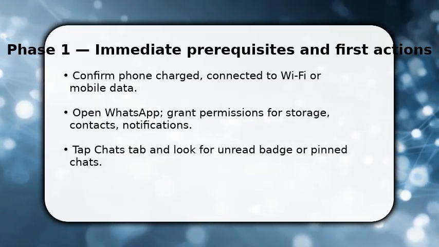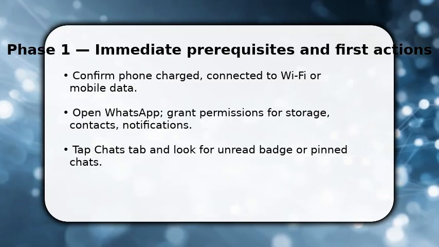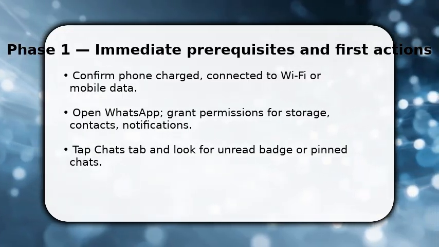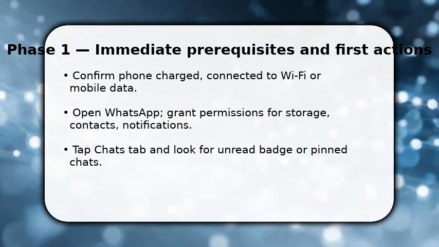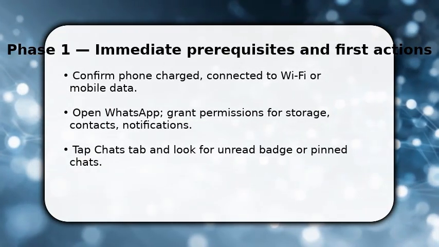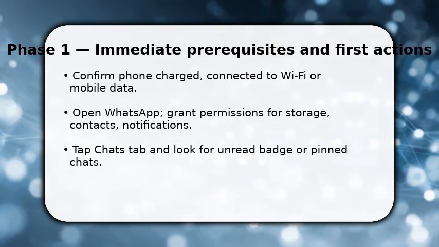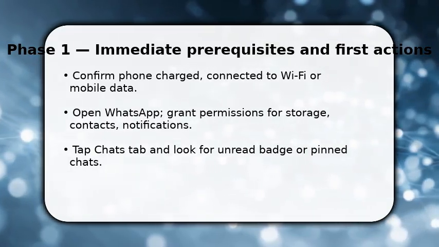You begin by making sure basics are ready: battery, network, and app permissions. Open WhatsApp now. Allow storage and contacts so messages and media appear. Once open, go straight to the Chats tab and scan for red badges, bold names, or pinned threads. This tells you where new messages are live.